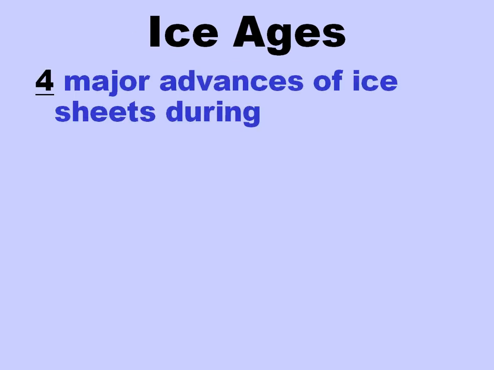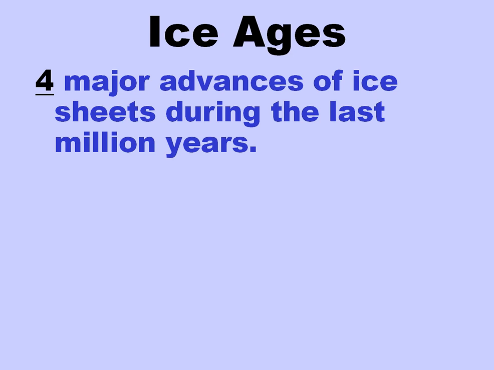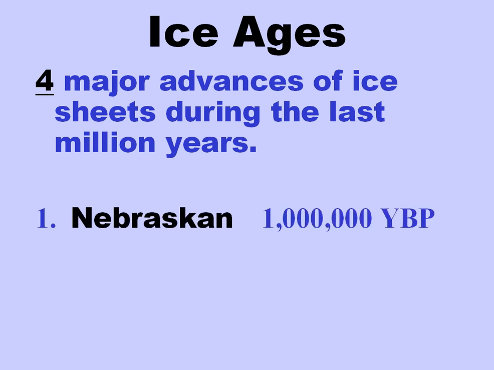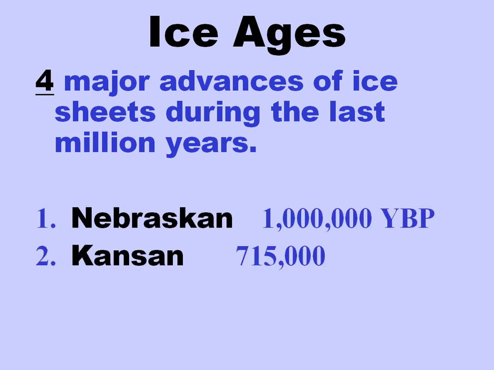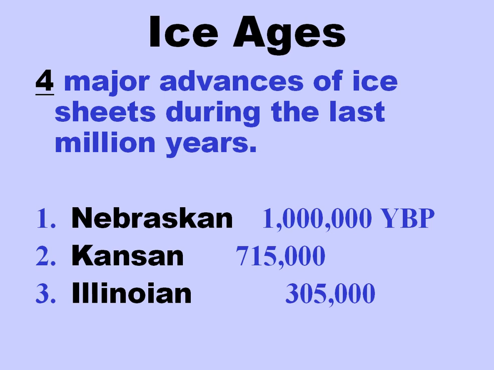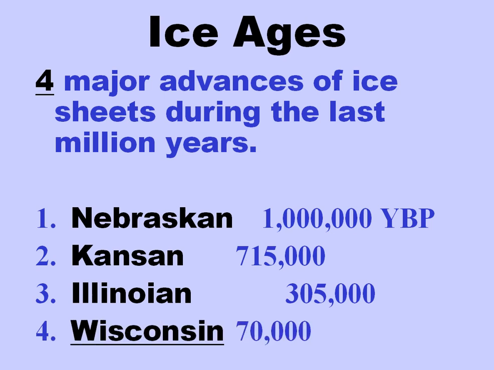Now, there have been 4 major advances of ice sheets during the last million years or so. They've named each of these major advances after a state in which they found a great amount of evidence. So there was the Nebraskan, the Kansan, the Illinoian, and then the Wisconsin. Here in Baraboo, we see a lot of those glacial features right here in Sauk County. And scientists believe that the last ice age came in about 70,000 years ago and left Wisconsin somewhere around 12,000 years ago.